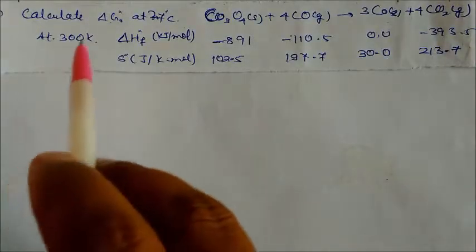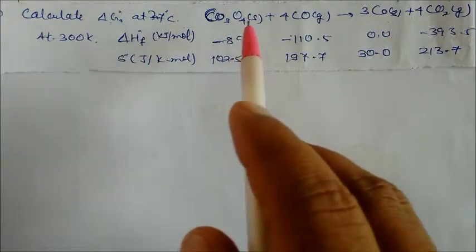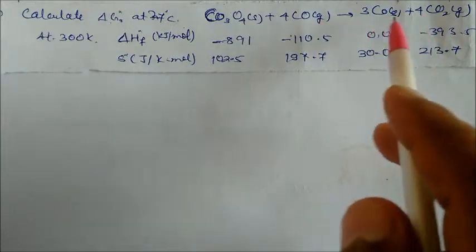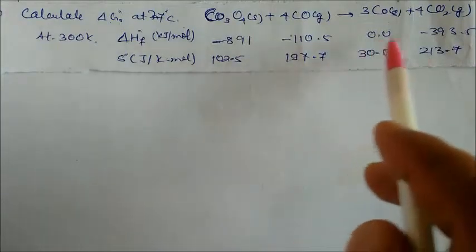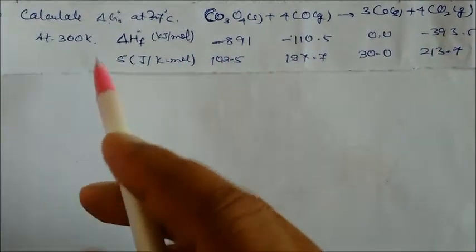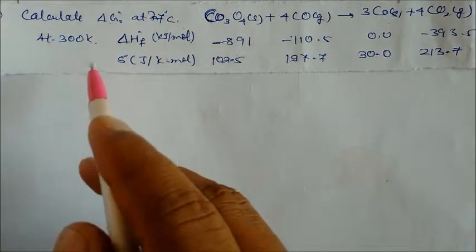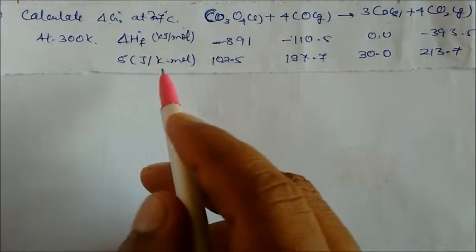So calculate the standard free energy at 27 degrees centigrade. Here cobalt 3O4 plus 4 CO gas gives 3 cobalt in solid state plus 4 CO2, and the heat of formation for all of these is also given here. So we have to find the delta G. For delta G, again the temperature is given, but we don't know delta S. So first we have to calculate the delta S and delta H properties.